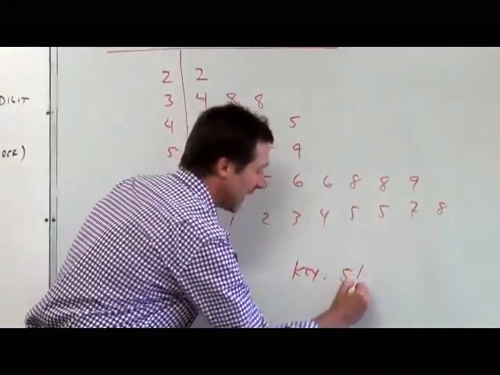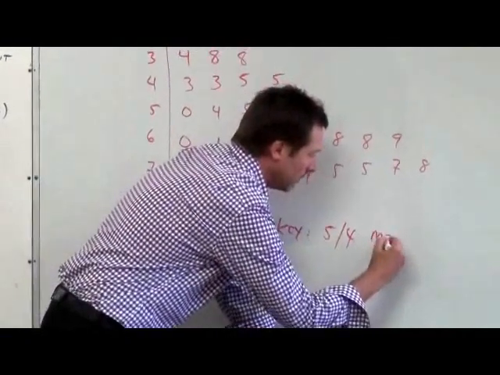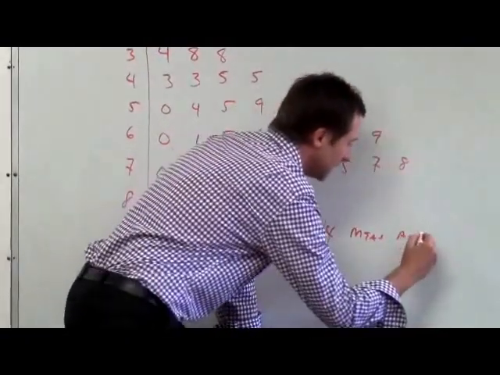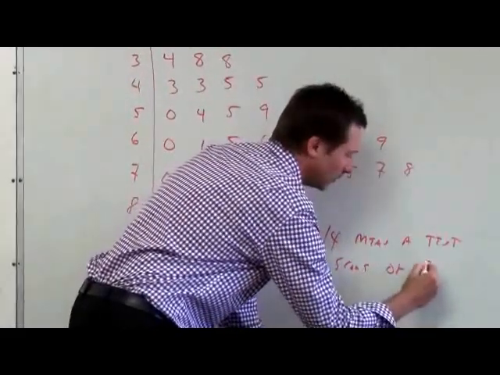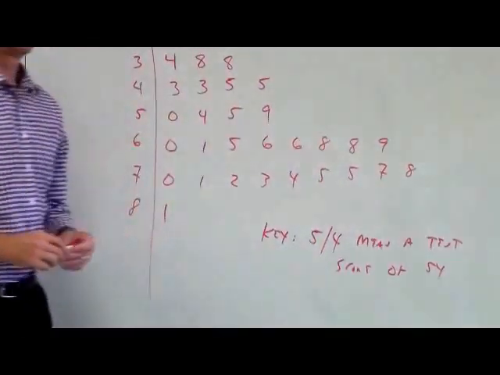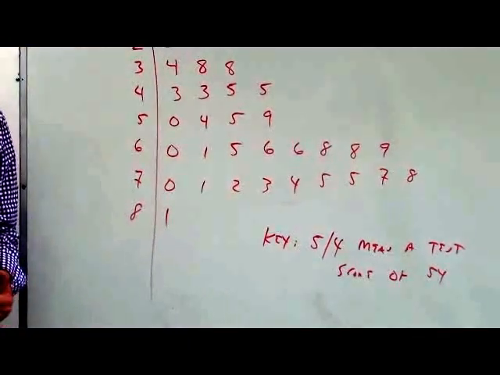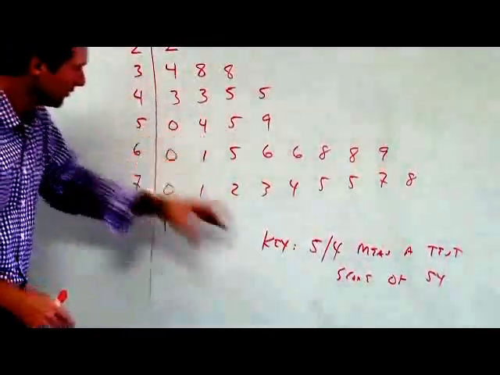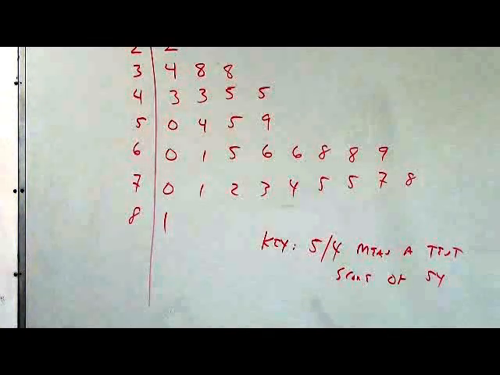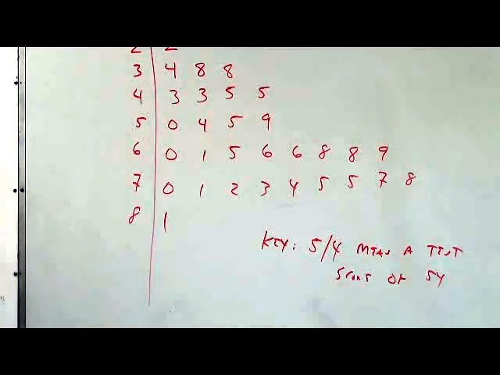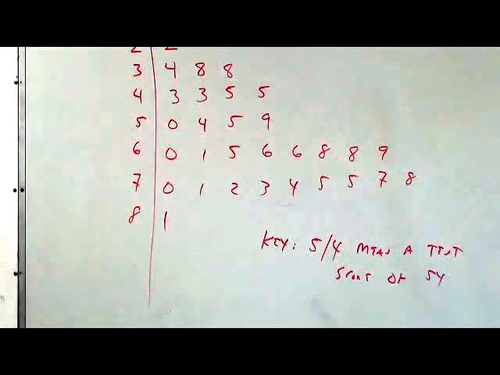5/4 means a test score of 54. So now somebody that maybe doesn't know what a stem and leaf is so much can say, oh yeah, 5 and the slash and the 4, that means someone got a 54 on that test. Don't forget the key. Nice complete sentence down there too.